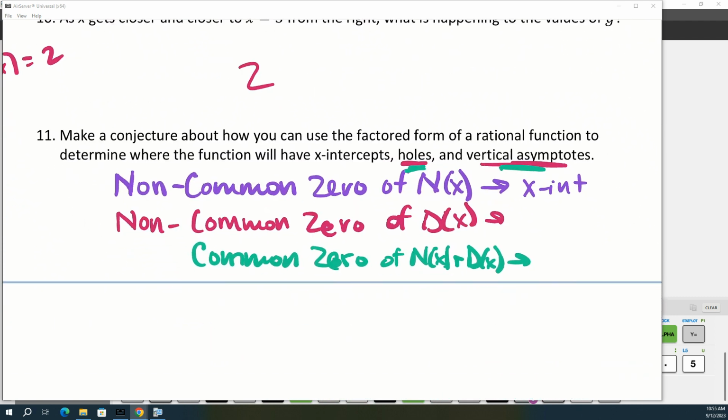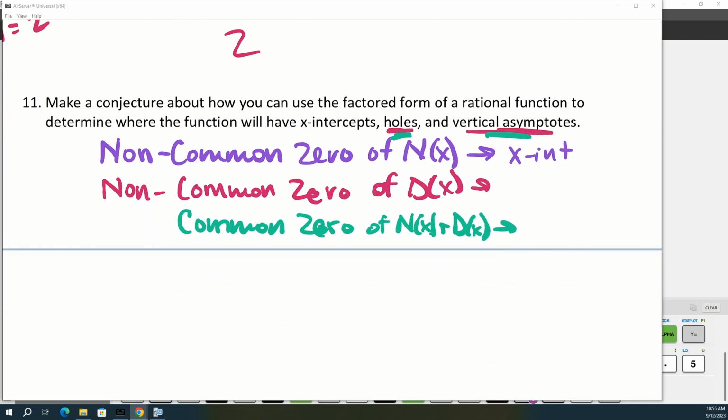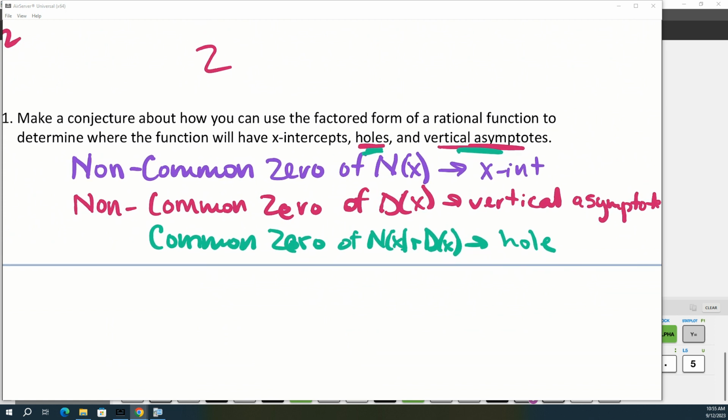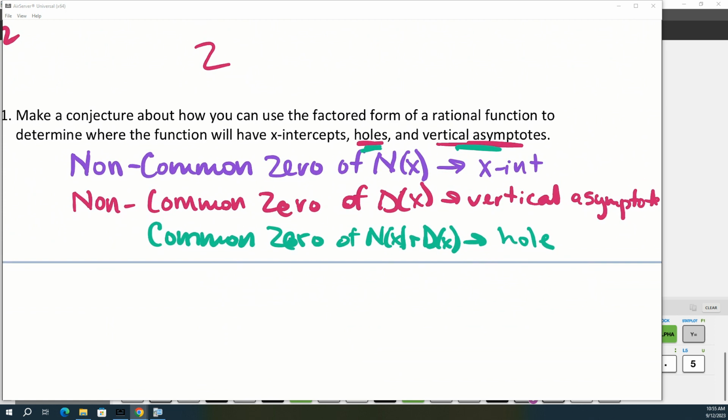All right, so let's see about this conjecture. So what about the non-common zero from the denominator? What did that end up becoming? Vertical asymptote. And then the common zero ended up becoming a hole in the graph. All right, so I'm going to show you how to find those holes and vertical asymptotes and what's happening without using a graph. So I'm not going to be able to depend on it every time.